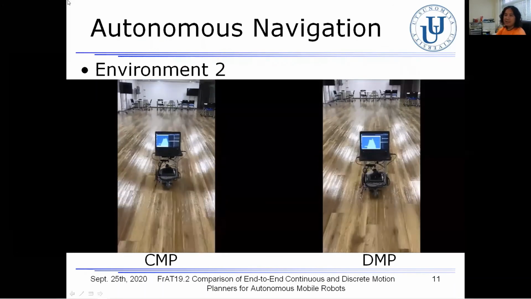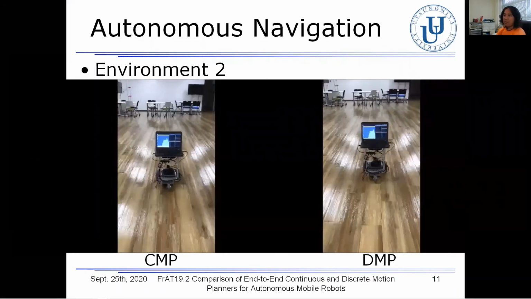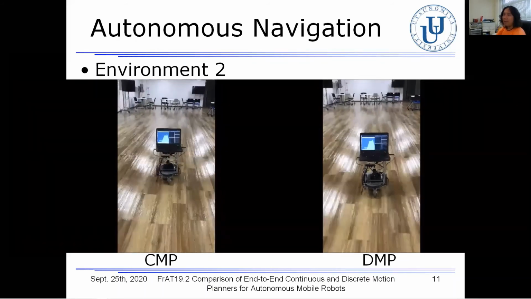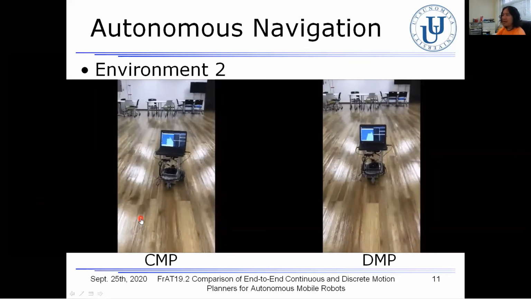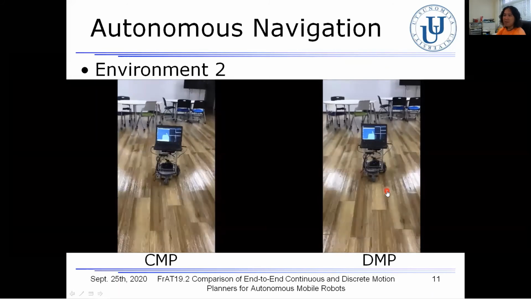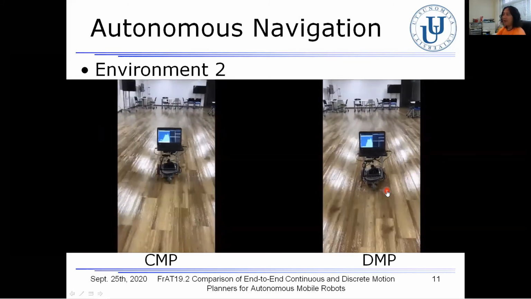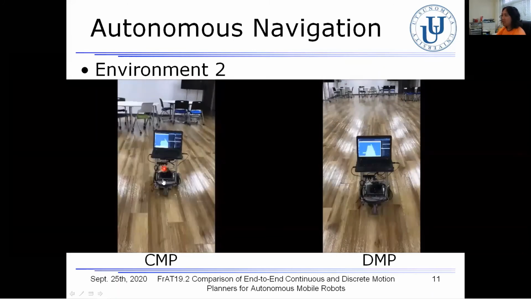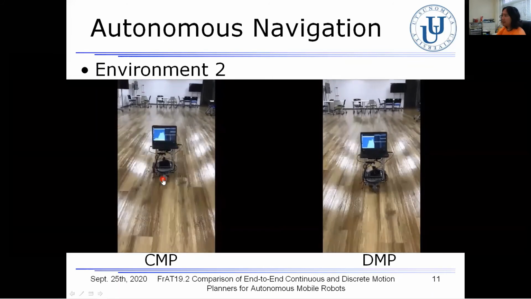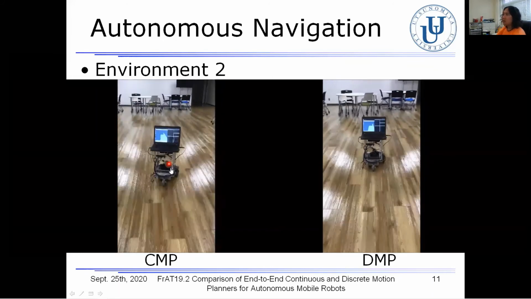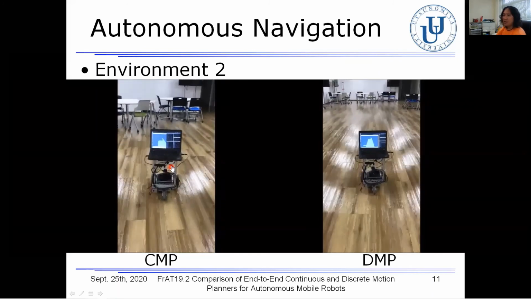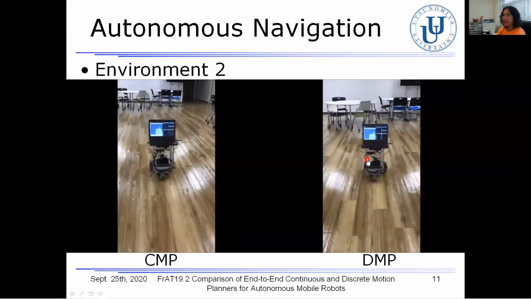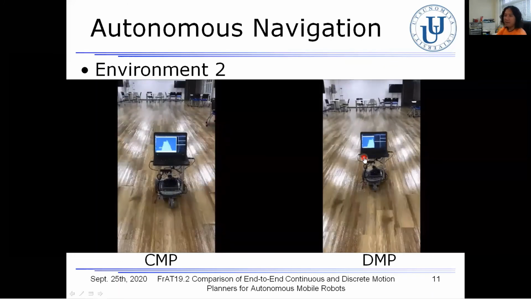Next, these movies show the robot moving in a straight line toward the destination in environment 2. The robot based on both the CMP and DMP succeeded in moving toward the destination. In this regard, however, the robot based on the CMP in the left movie slightly moved just around here. Please have a look at this movie again, just around here. On the other hand, on the right, the robot based on the DMP completely moved in a straight line.